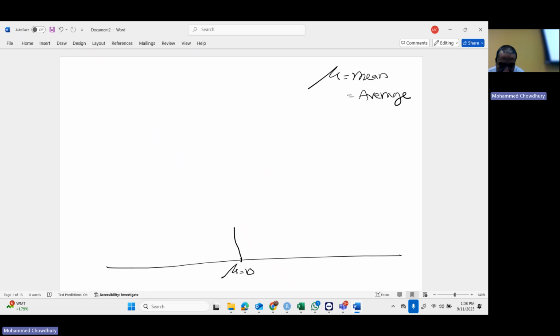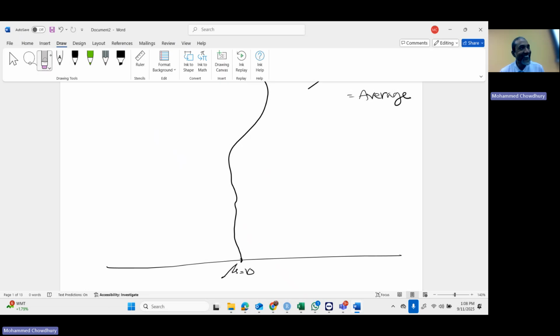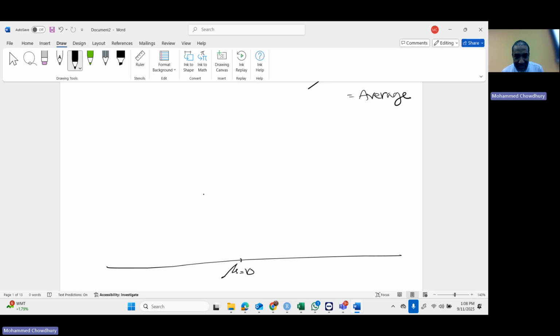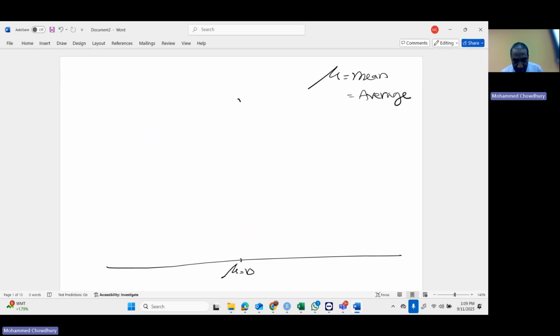I want to write a line like this, oh, how can I do this? You are also laughing. Okay, let me see if I can do a straight line in here.